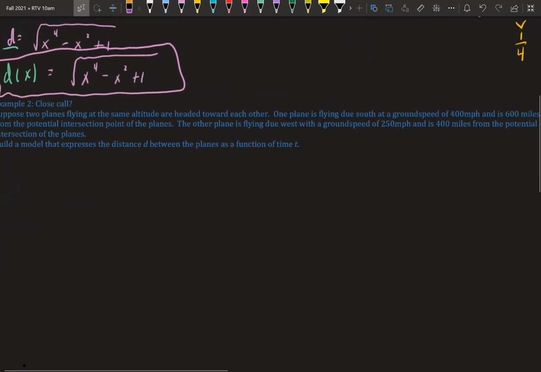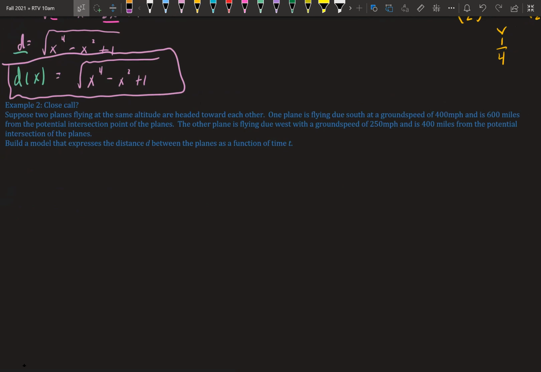All right, example 2. You might remember this from chapter 2, section 2.1. It's very similar to it, a little different, but super similar. Let's suppose 2 planes flying at the same altitude are headed towards each other. That's the difference. They're not headed apart now, they're headed towards each other. In chapter 2, the car and truck were going away from each other.